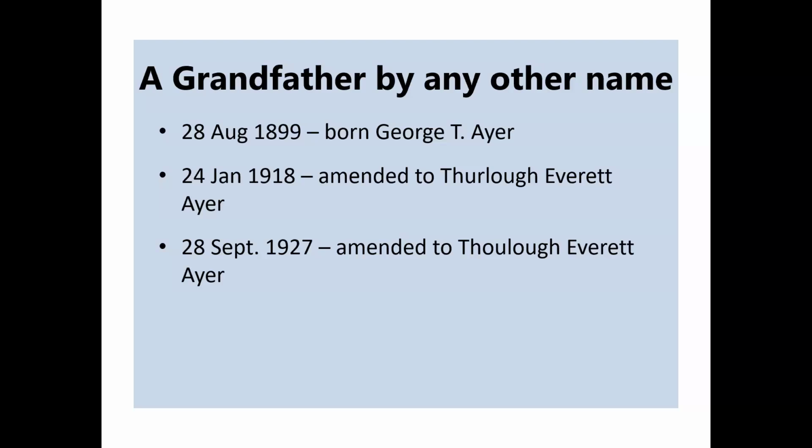So a grandfather by any other name? Apparently he was born George T. Eyre. Perhaps the T was Thurlow. I'm not sure. 24 January 1918, I know it was definitely amended to Thurlow Everett Eyre. My guess is that the subsequent amending of 28 September 1927, a record I have not been able to find though, but because of the way it was worded on the 1957 abstract, would seem to lead to the idea that it was amended to the spelling that he went with for the rest of his life, which was T-H-U-R-L-O-W. Thurlow.